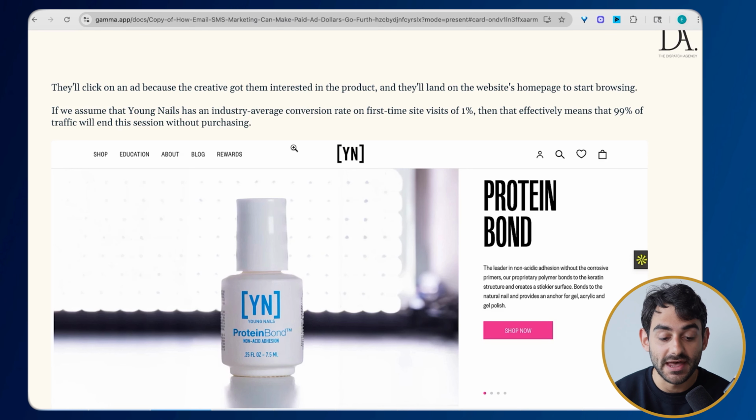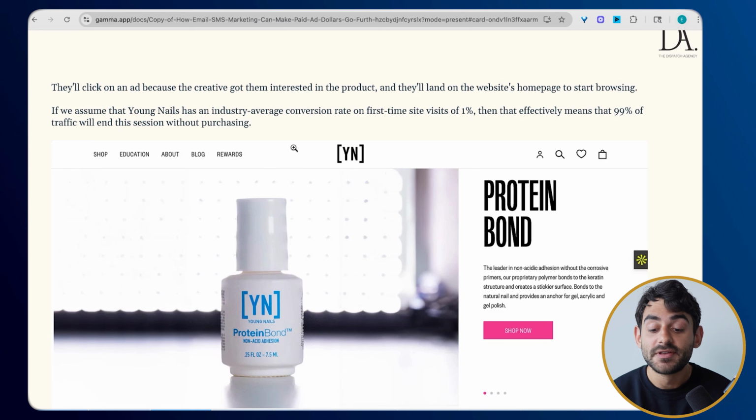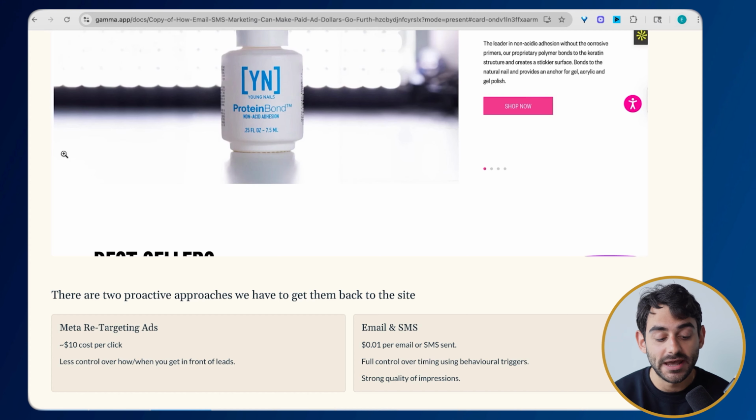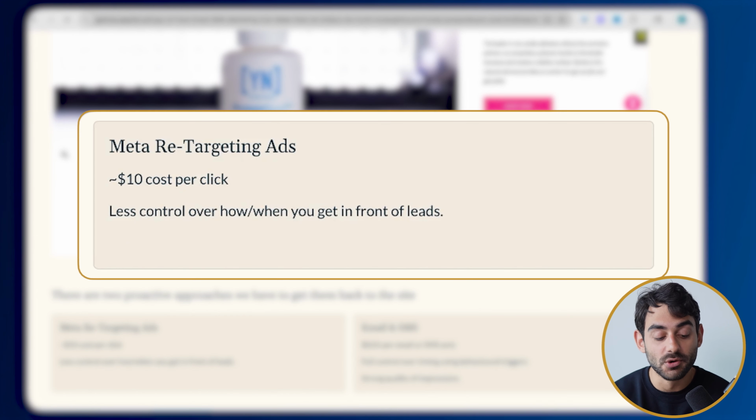Now, if we assume that Young Nails has an industry average conversion rate on first-time site visits of around 1%, then that effectively means that 99% of the traffic that's coming from those ads is gonna end their session without purchasing. Now, there are 2 proactive ways, 2 levers that we have at our disposal to get that 99% of traffic that bounced off the site back to the website to purchase. The first way is Meta retargeting ads, which is what most brands rely on. So Meta and Google retargeting ads.